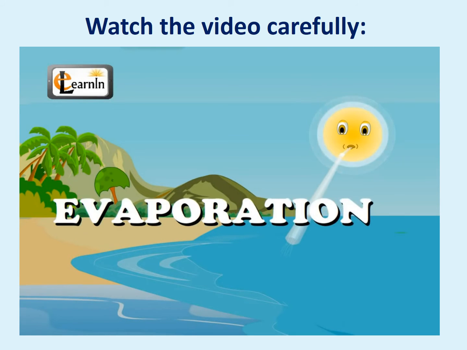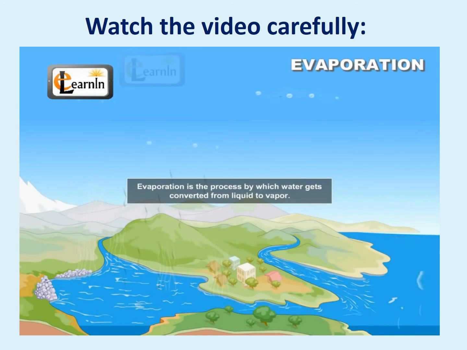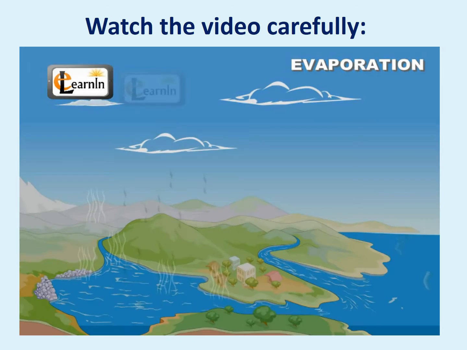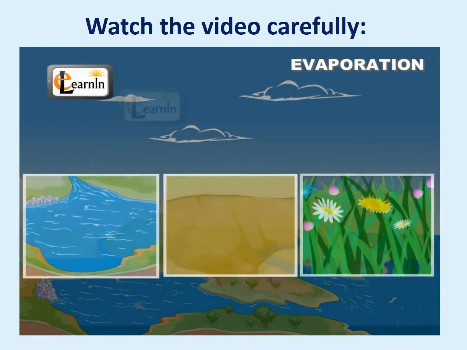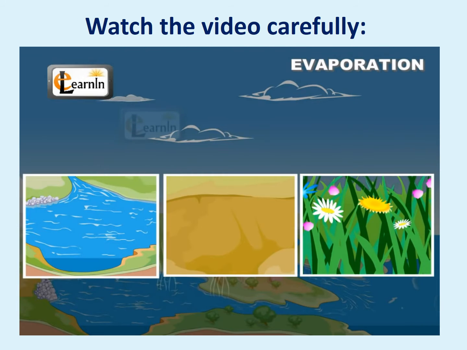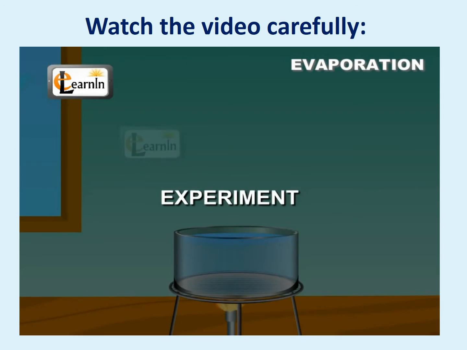Now, watch this video carefully. In this video, we are going to learn about evaporation. Evaporation is the process by which water gets converted from liquid form to a vapor form. Evaporation from the oceans accounts for 80% of the water delivered as precipitation, with the balance occurring on land, inland waters, and plant surfaces. Let us do a small activity.